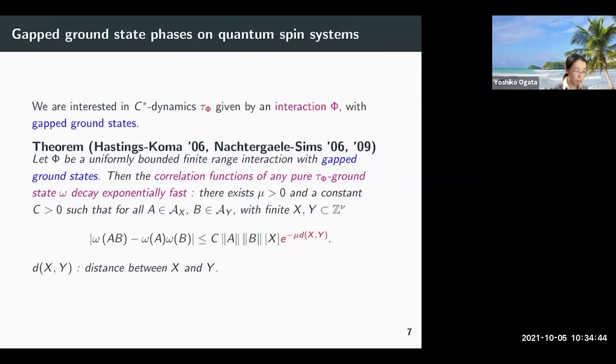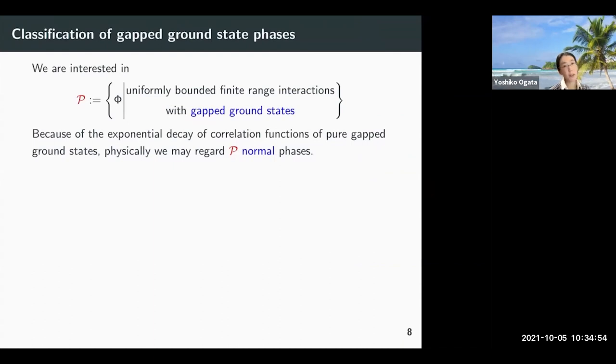So we have such a property of a gapped ground state. Exponential decay of correlation functions makes us feel that these gapped ground states are a kind of normal phase, and that kind of normal phase we would like to classify now. That is the kind of classification we are interested in: classification of gapped ground state phases. In this classification problem we are interested in uniformly bounded finite range interactions with gapped ground states. That's the set we are interested in. And as I said, because of the exponential decay of correlation functions of pure gapped ground states, physically we more or less regard this P as normal phases.